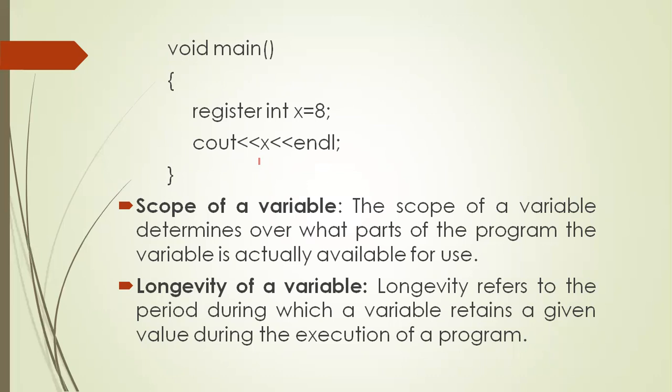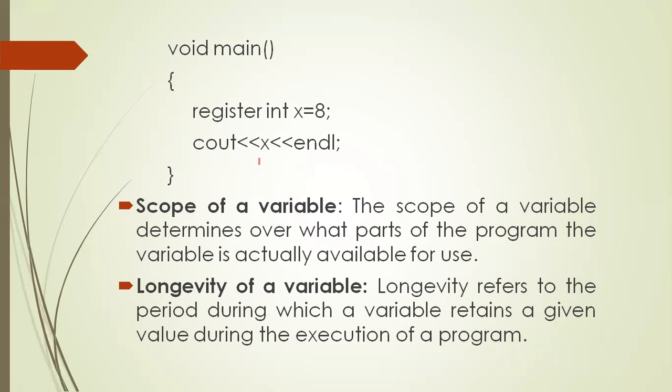The second term is longevity of a variable. Longevity refers to the duration or the period during which a variable retains a value during the execution of the program. That means till what time the variable retains its value. If you declare a variable as an automatic variable, the value of that variable will be retained as long as you are inside the function. The moment you quit the function, the value will be destroyed. So the longevity of the automatic variable is a very, very short duration, whereas the longevity of an external variable is more.